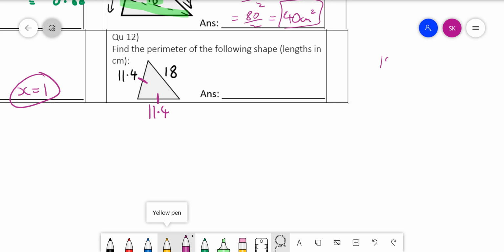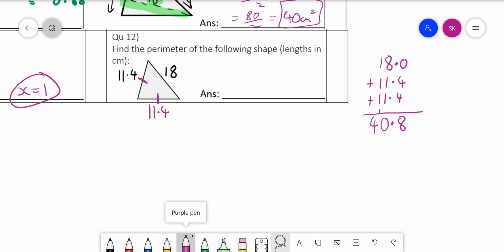So to find the perimeter, I do 18 plus 11.4 plus 11.4, and the decimal point never moves. So you can see now I've lined up my decimal points nicely. 4 plus 4 is 8. Decimal point stays there. 8 plus 1 is 10. Carry the 1. I have 4. 40.8 centimeters. Boom.